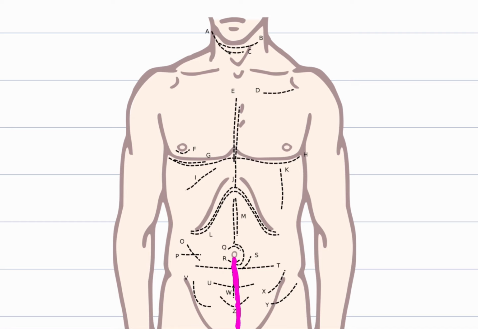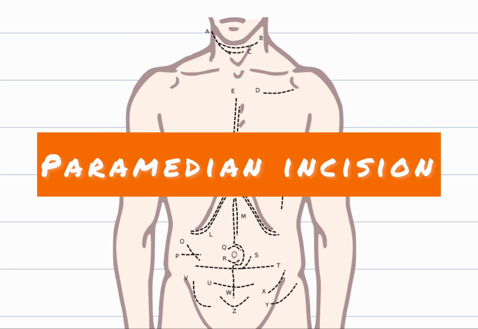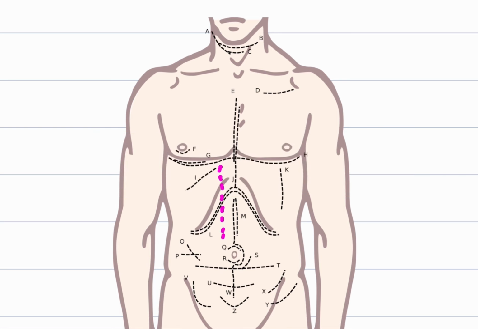Now I'll be discussing the upper paramedian incision. Where is the upper paramedian incision done? It can be done on the right or the left side. If it is done on the right side, it would be called the right paramedian incision. It runs again from the xiphisternum to the umbilicus, just lateral to the midline. So it can be either a right or left paramedian incision.